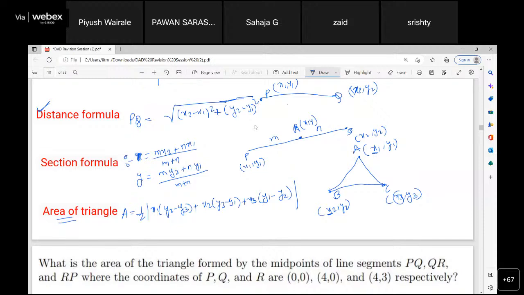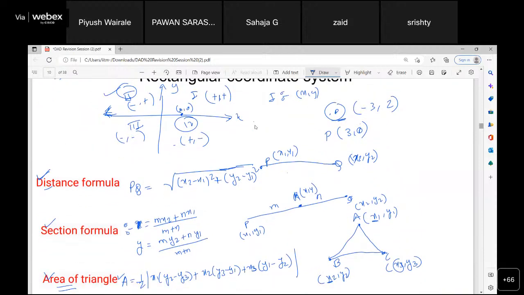So make sure you fix the coordinates first, which one will be my x1, x2, x3. Then you can apply this formula. Please remember this: area equals 1 by 2 in the mod, because area is always positive, x1 into y2 minus y3 plus x2 into y3 minus y1 plus x3 into y1 minus y2. This is the area of a triangle if we know the 3 points. Kindly note it down. It is simple.